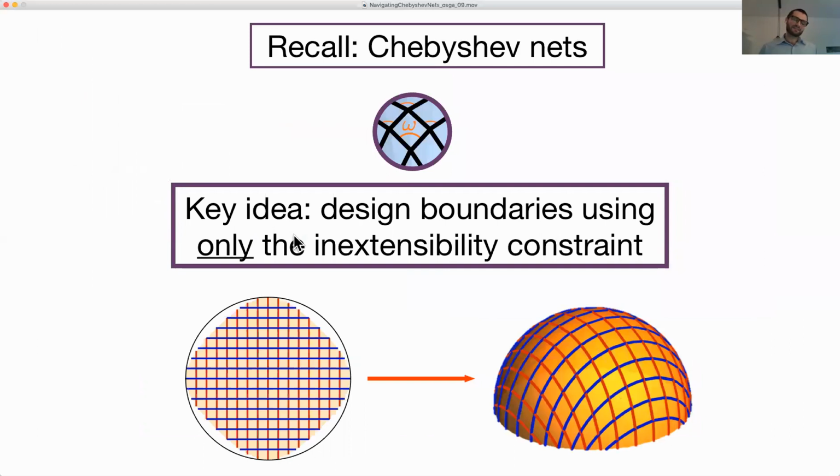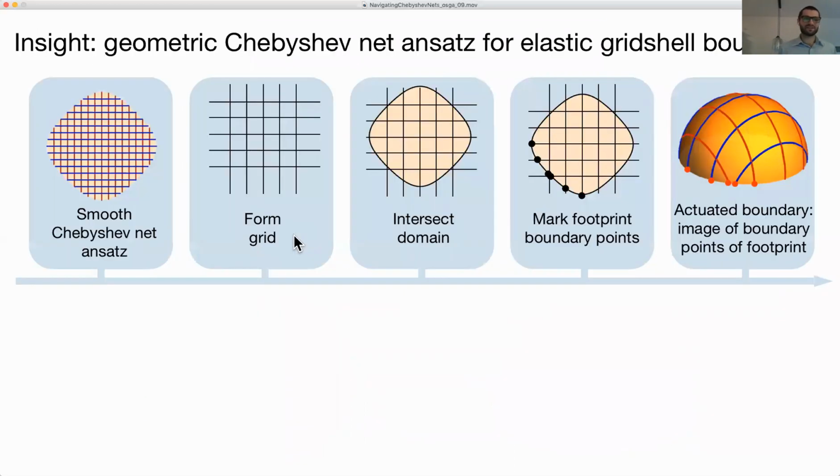So as a test case, what we did was I said, okay, there's sort of this Chebyshev net that's known on the hemisphere. Let's see if we can actually design a hemispherical elastic grid shell just by doing the most naive thing possible, which I couldn't believe could actually work. So the idea is we know that we have a map, the smooth map from Chebyshev himself, which goes from this planar region all the way onto the hemisphere.